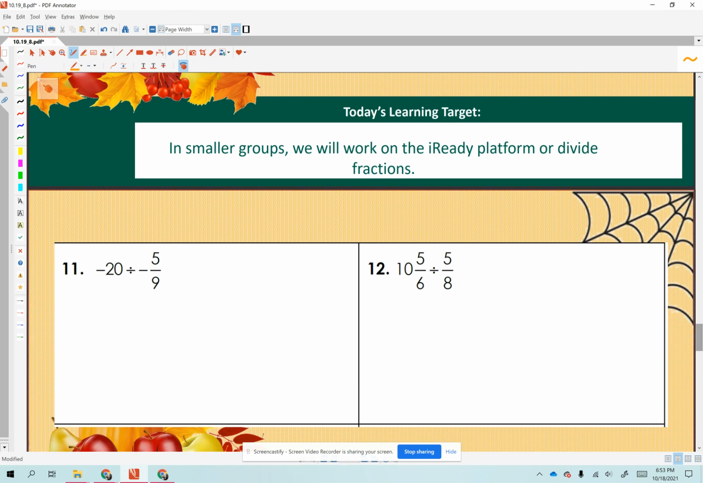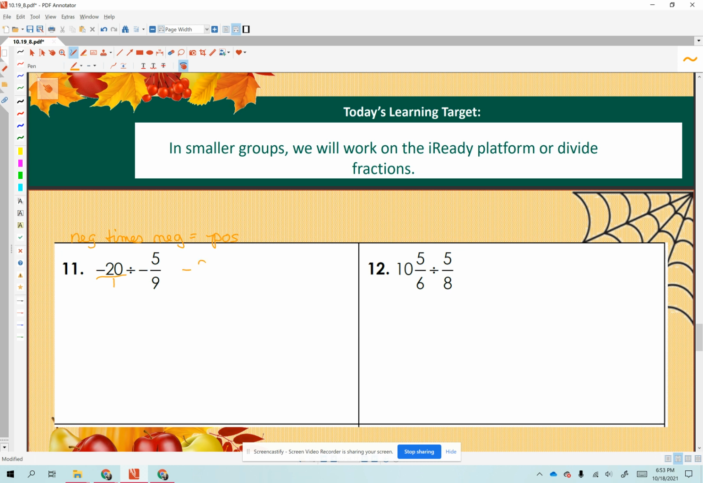Now, our last two, before we get to our applications, we have -20, which we can represent as -20 over 1. You can give any whole number a denominator of 1, and you've turned it into a fraction without changing the number. We're going to divide that by -5/9. Remember, a negative times a negative equals a positive. So let's remember that when we work this problem.